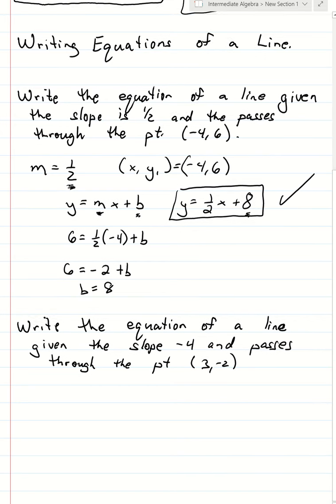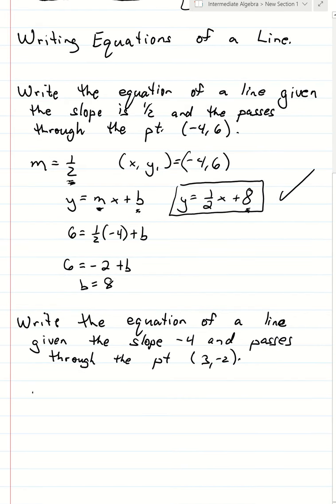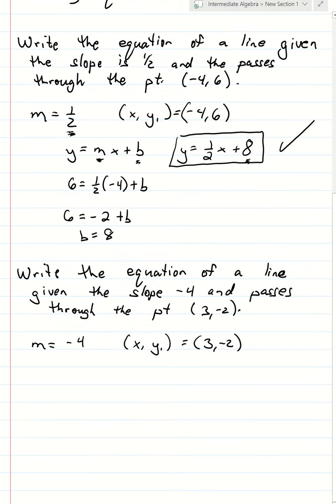Okay? Once again, we have the slope is -4, and we are given an ordered pair of x, y that has the numerical value of 3, -2. So, once again, let's start by coming up with our original form, y equals mx plus b. And since we know that the slope m has a numerical value of -4, let's plug that in. y equals -4x plus b. Now we have to go and figure out the numerical value of b.